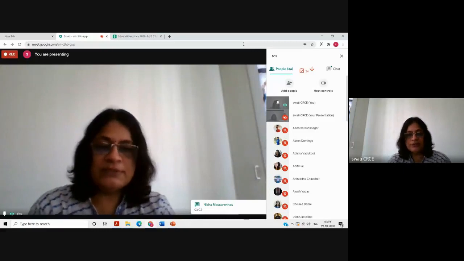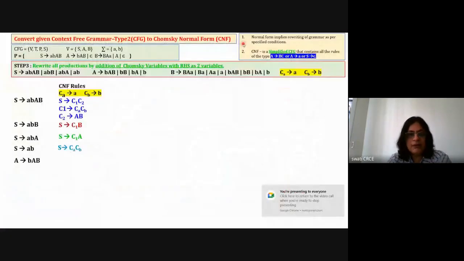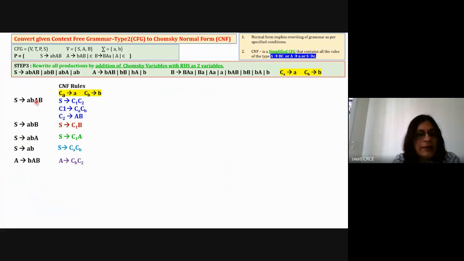It will be CBC2, correct. It will be CBC2, where B is the subscript. So it will be CBC2, because I know B is equal to CB, and for AB we have defined C2. Okay. Now take the next variable, next rule. A is equal to small b, capital B. This is also very easy. Just replace small b with CB.